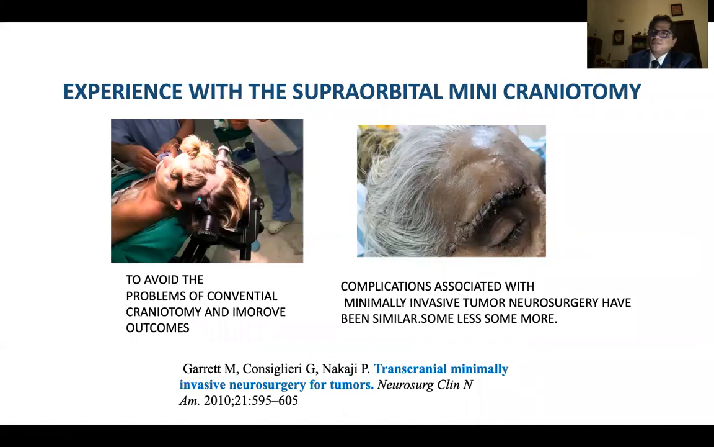Conventional approaches we are all very familiar with, and we have large numbers of patients and we utilize it, but it has significant parenchymal shifts. It has a lot of retraction. The time is obviously much less in this, but large reviews feel that the complications associated with both are comparable.